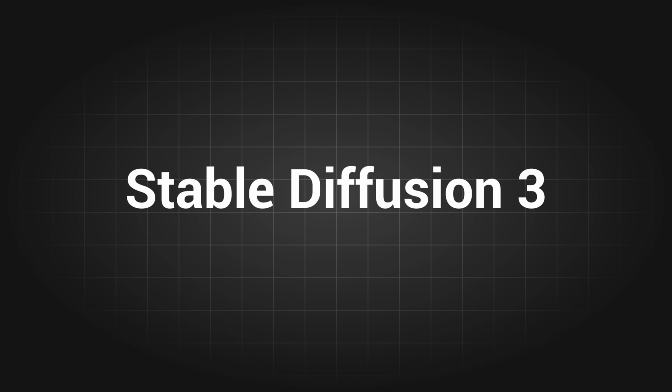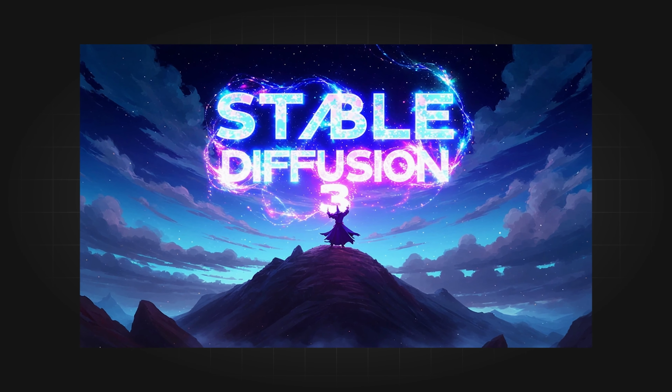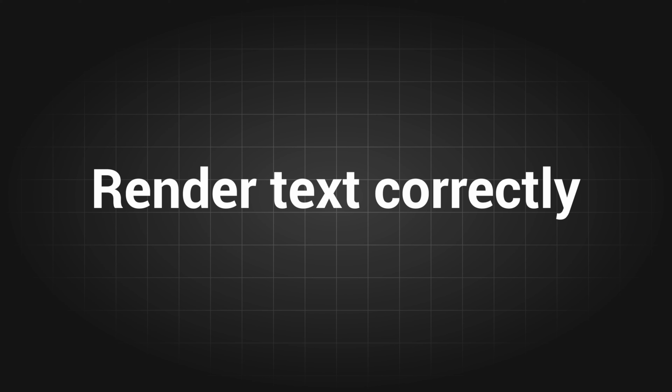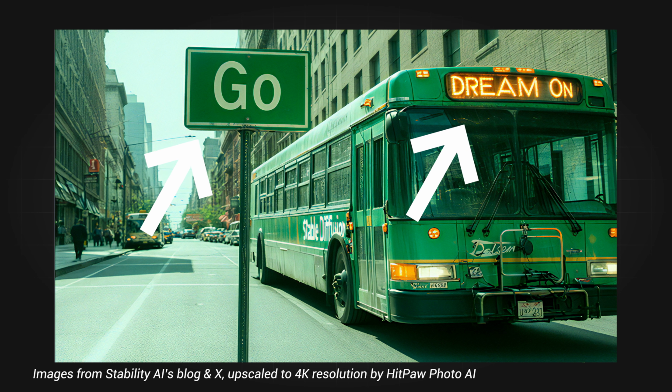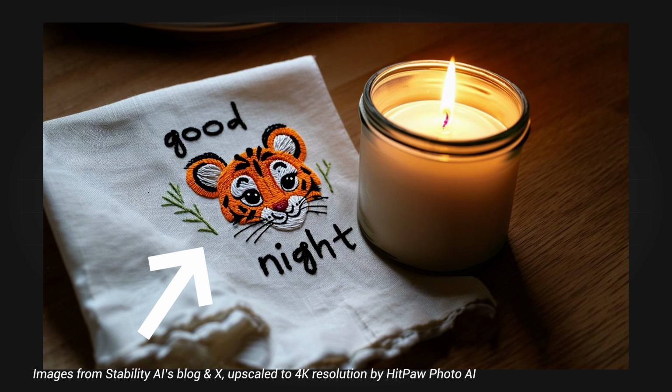Stable Diffusion 3 is finally here. Let's go straight to the effect. First of all, there is the ability to render the text correctly. Look at the chalk writing on the blackboard, and the text on the street signs and bus signs. There is also a "good night" on the cloth.